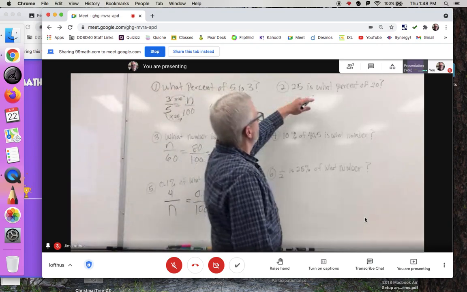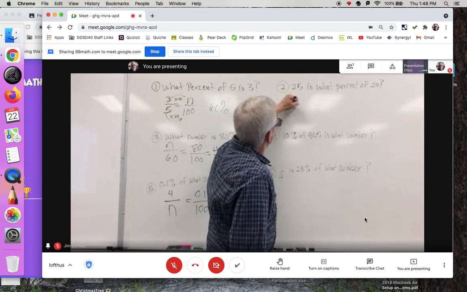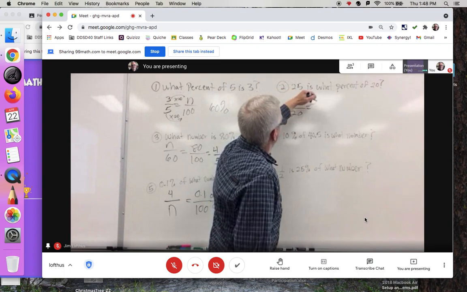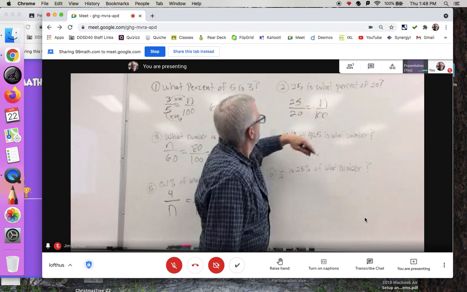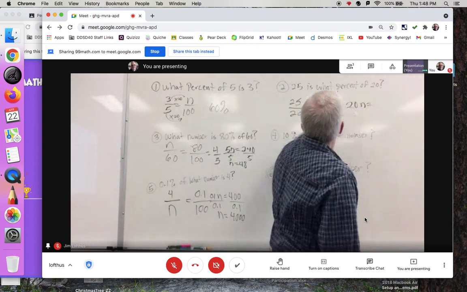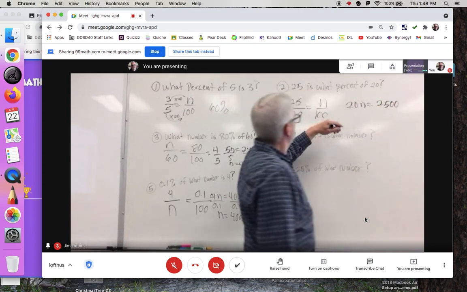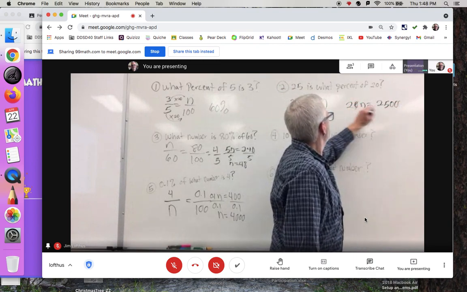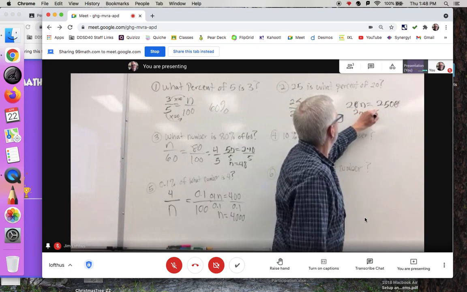Right, 25 is what percent of 20? So we're going to put of on the bottom, is on the top, variable at the percent. So 20 times n is equal to 2,500. 25 times 100. We can just get rid of those zeros. Dividing by 10, just get those out of the way. 2 times n is equal to 250.